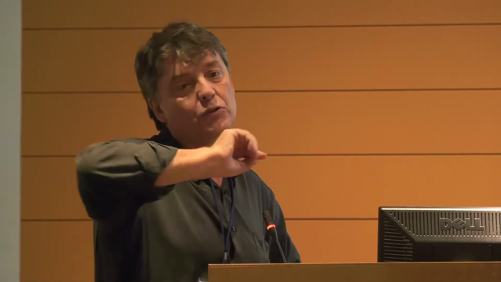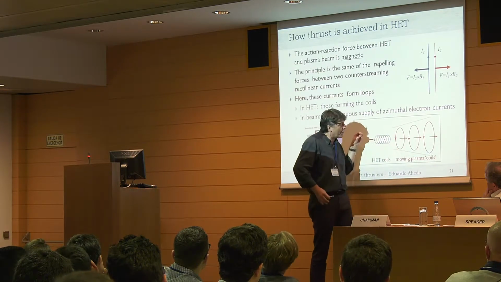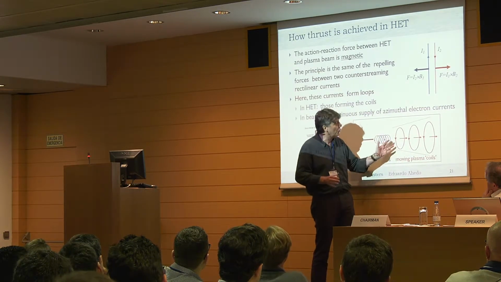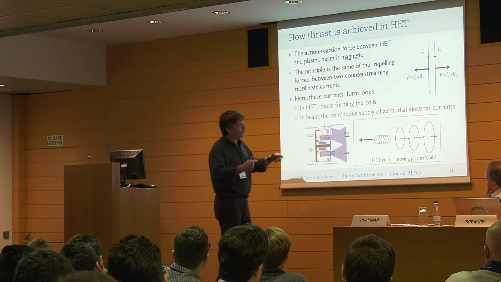And these are loops. These are current loops, okay? The ions basically don't move. So we have that the electric current is the electron current, this azimuthal. So we have these loops of plasma, okay? And this is the movement, but overall we are getting these loops. So in a stationary picture where we have certain loops here, okay?